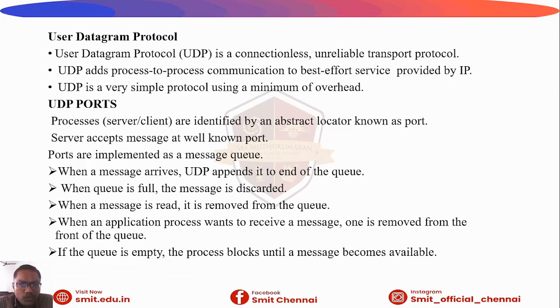Now these ports are implemented as a message queue. Whenever a message arrives in a queue, UDP first puts it at the end of the queue. And when the queue is full, the messages will be removed one by one. That is, when a message is read, it will be removed from the queue. When the message is not read, it will stay inside the queue. This is what is called the queue mechanism.